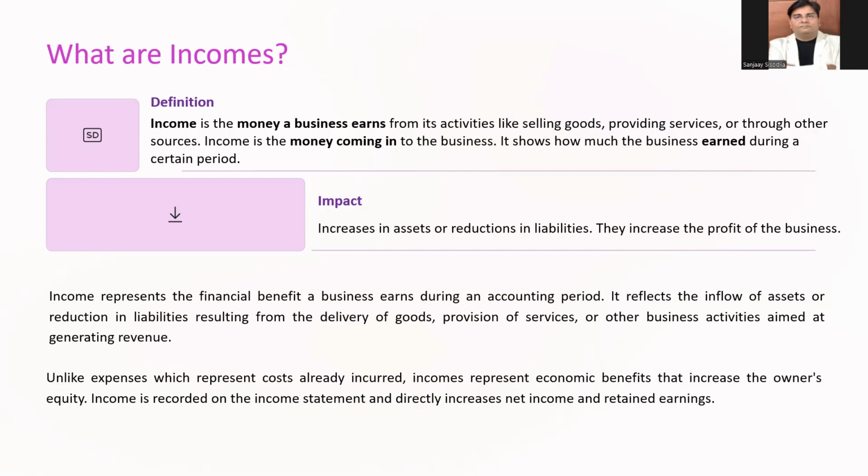So retained earnings basically means, for example, in a particular year, if a business has earned rupees 100, the owner is not taking that entire amount of rupees 100. Instead, the businessman has taken only rupees 60 and he has left 40 rupees in the business. That part of the earning which has not been given to the owner is known as retained earning. So that's pretty much about incomes.